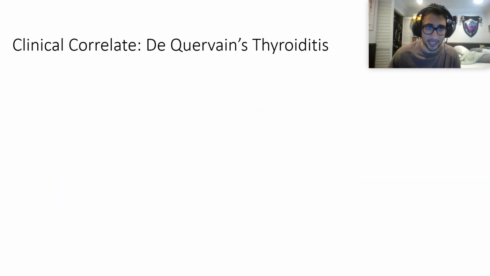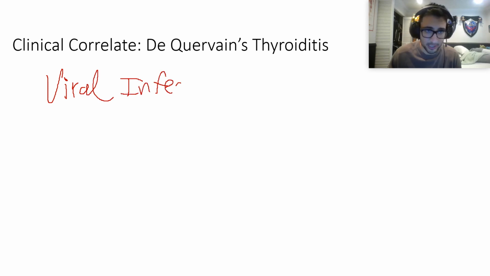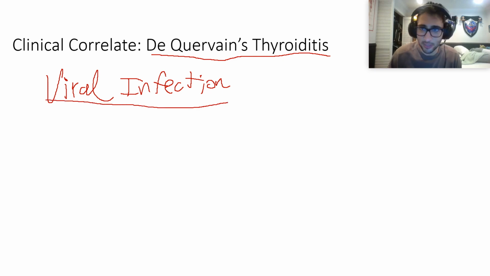All I want to emphasize about de Quervain's thyroiditis is that classically it will be in a patient with a viral infection. In the question stem, the patient has a viral infection and then some issue with their thyroid, and that should prompt you to think of de Quervain's thyroiditis. It's transient, so there's no history of hypo or hyperthyroidism in this patient, but all of a sudden they're having some thyroid symptoms, in the context of a viral infection.